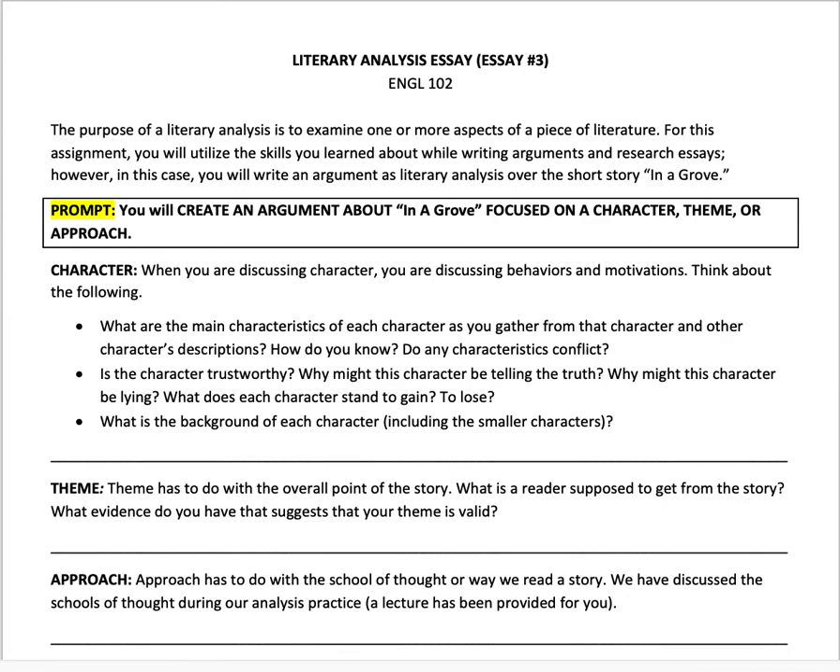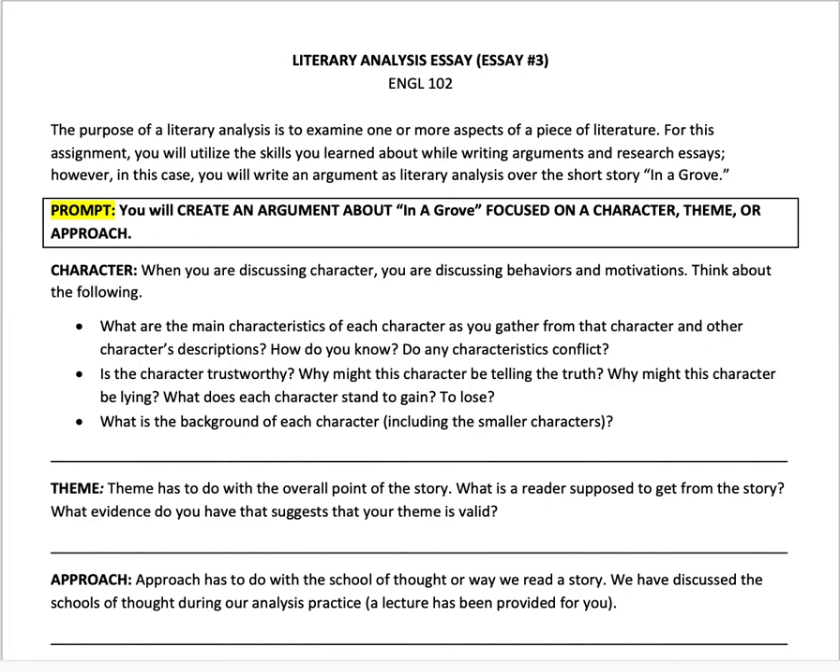So when you're looking at a character, you're looking at different things like behaviors and motivations. You're trying to think about things like who is the main character, or what are the main characteristics of that character, and what are the descriptions that help you understand those characteristics? How do you know these things? Do any of these characteristics conflict, perhaps?